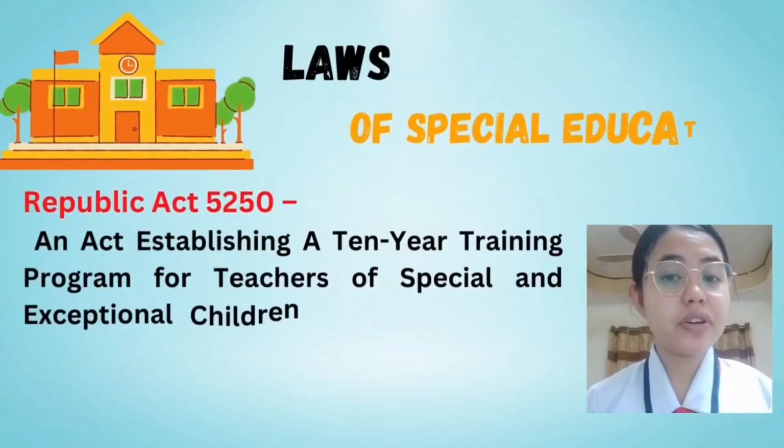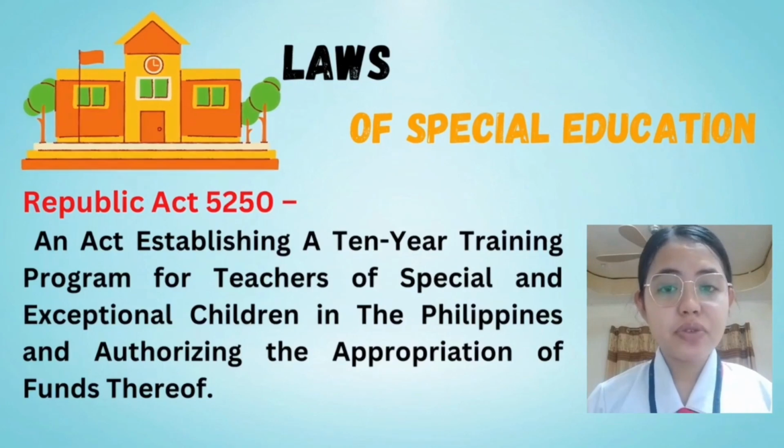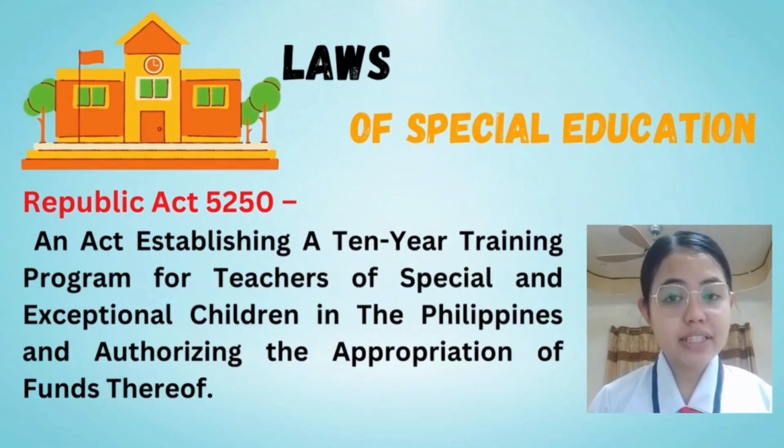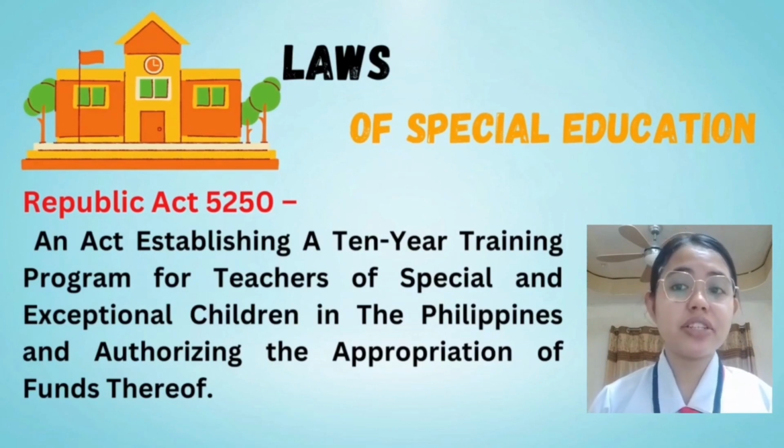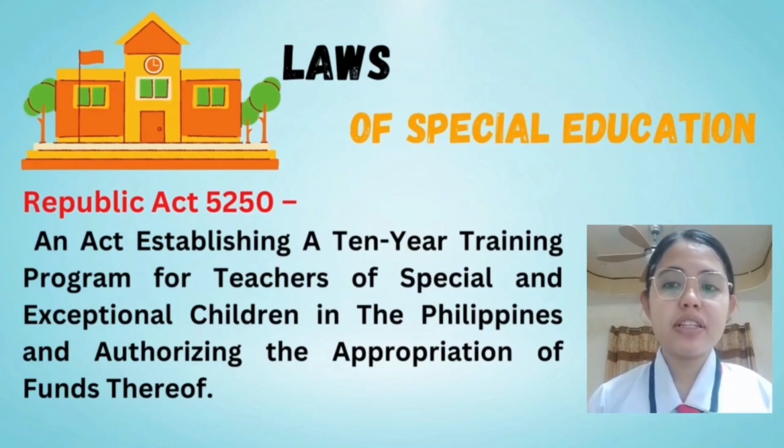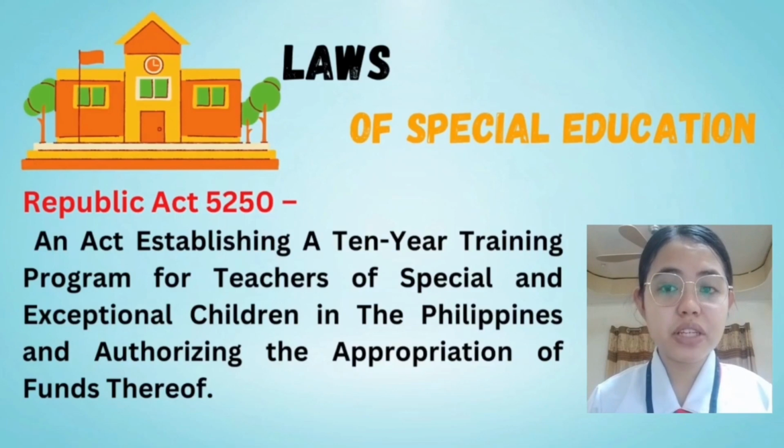We have here the Republic Act 5250, which was passed in 1966. This provided a 10-year teacher education program in special education for the teaching of the gifted, mentally retarded, and those with behavior problems. Only 2 schools offer undergraduate in SPED, which are the UP COED and the CEU.